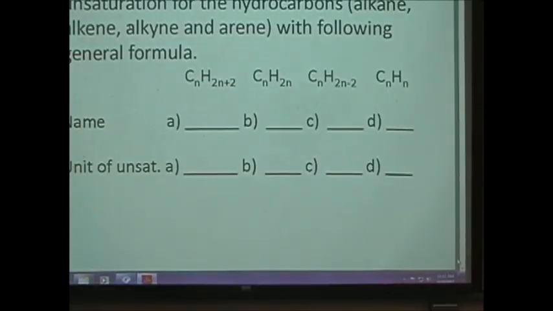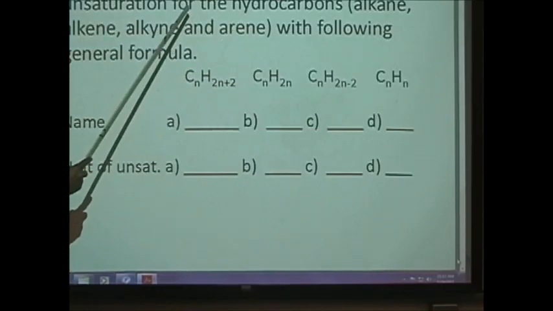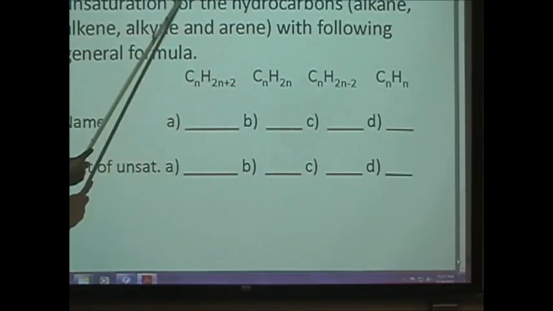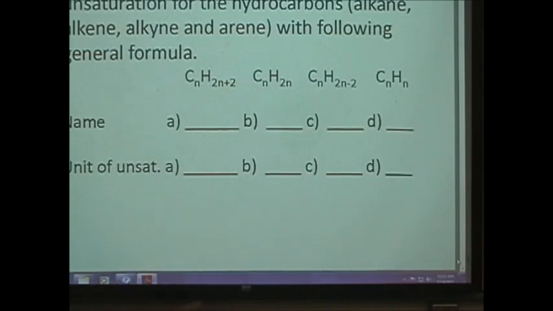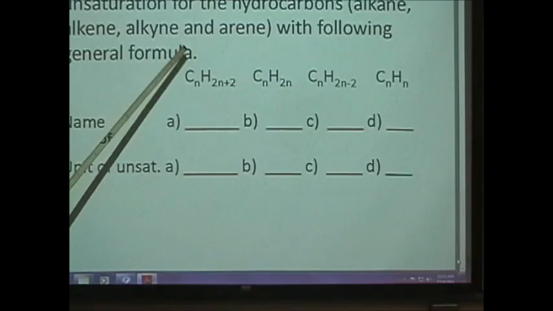The ideal case is alkane. Carbon is n, hydrogen is 2n plus 2. Now, write the names and the units of unsaturation for hydrocarbons.